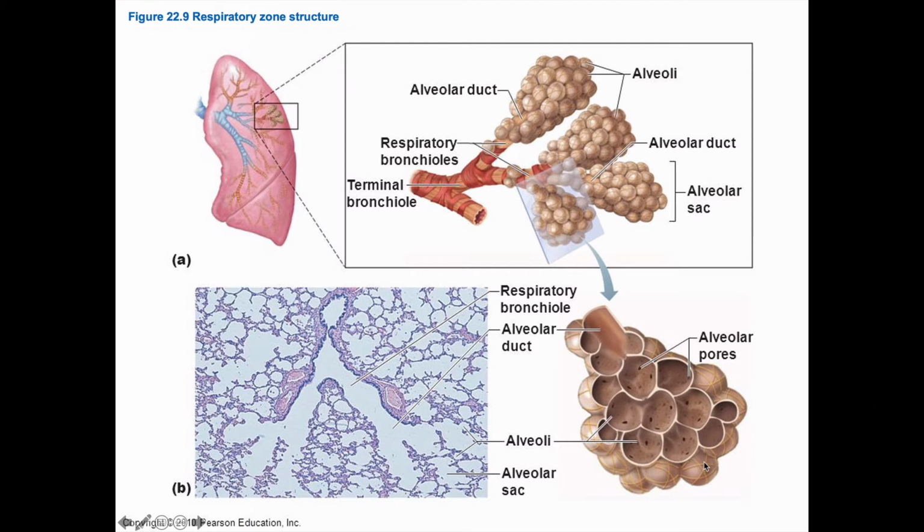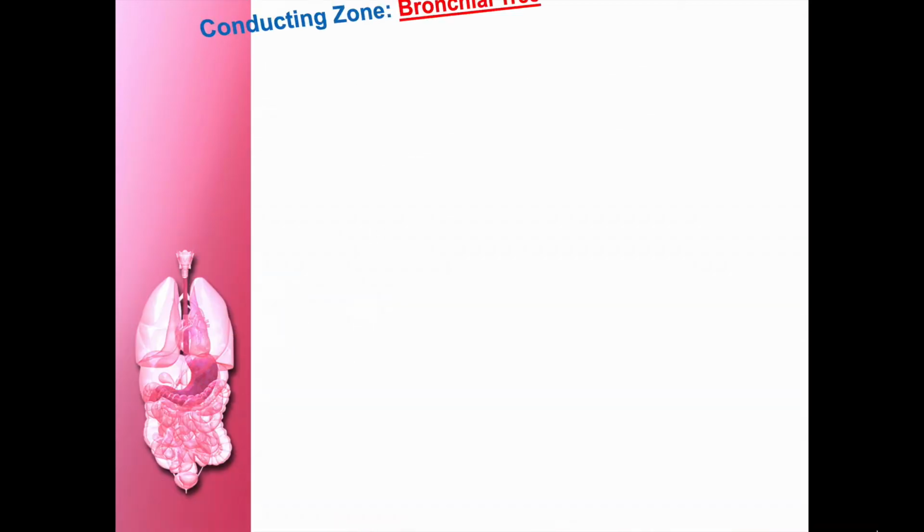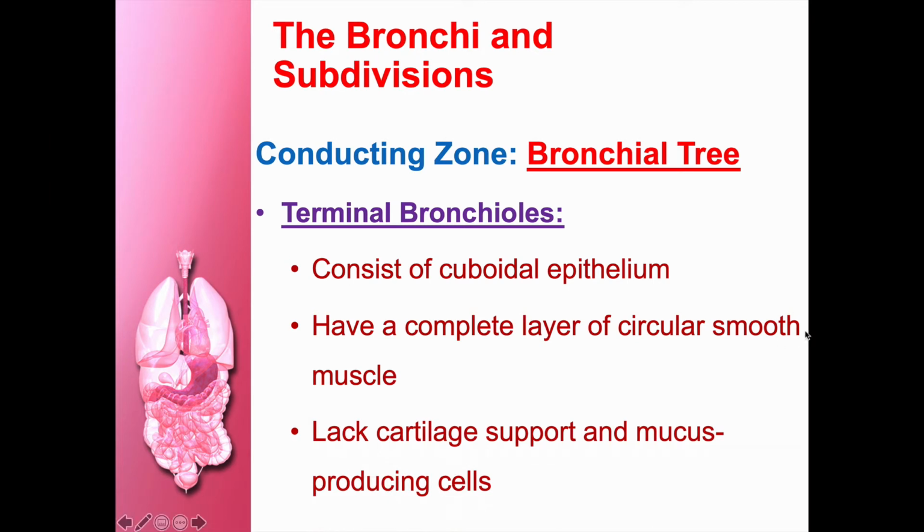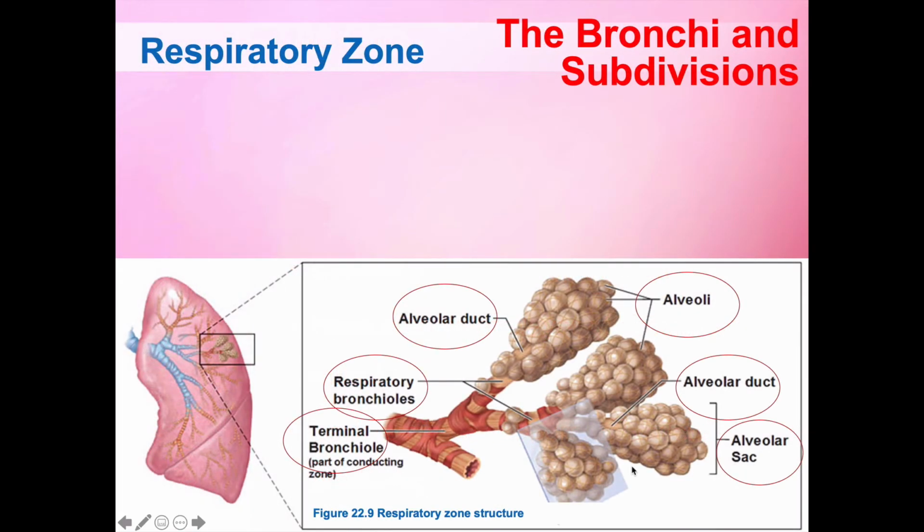You can see these alveolar sacs are made up of squamous epithelial cells, which allow easy diffusion of gases from the capillary beds. The bronchial subdivisions, the terminal bronchioles, consist of cuboidal epithelium, have a complete layer of smooth muscle, and lack cartilage. There is no presence of cartilage in the bronchioles.